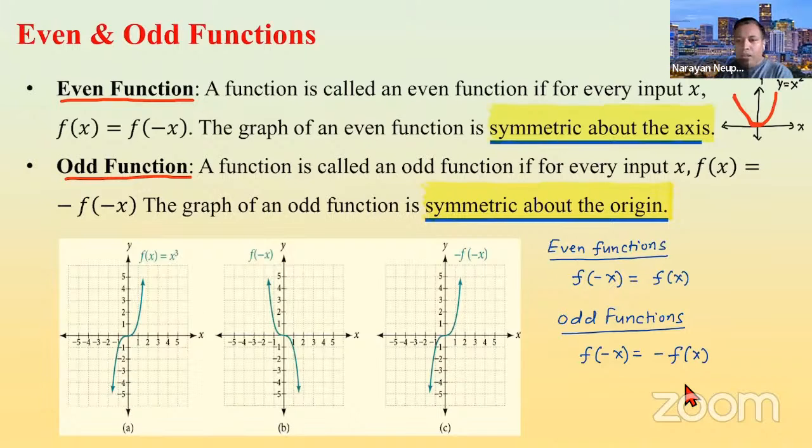But the key thing here, in order to check whether the graph is the even function or odd function, when the graph is given, if you want to check whether it's the graph of the even or odd function, if the graph is given, you can look at the graph and tell.